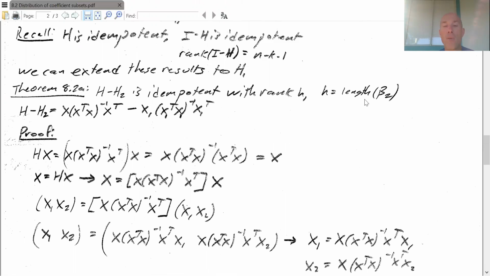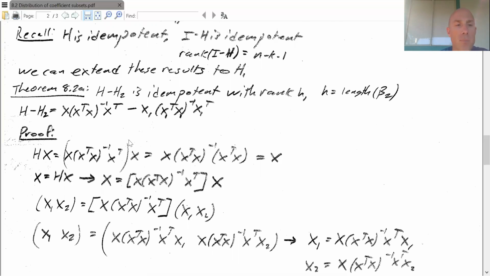Now, something about this is that in everything that we're doing, we're assuming that we have full rank and we have more observations than we have predictors. And when I say predictors, that includes the y-intercept. But wait, there's more. H minus H2 is going to be equal to this, which, you know, that's obvious.